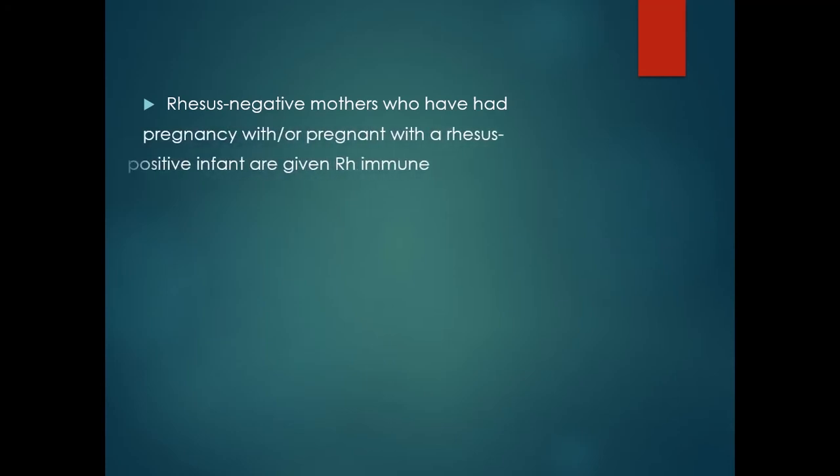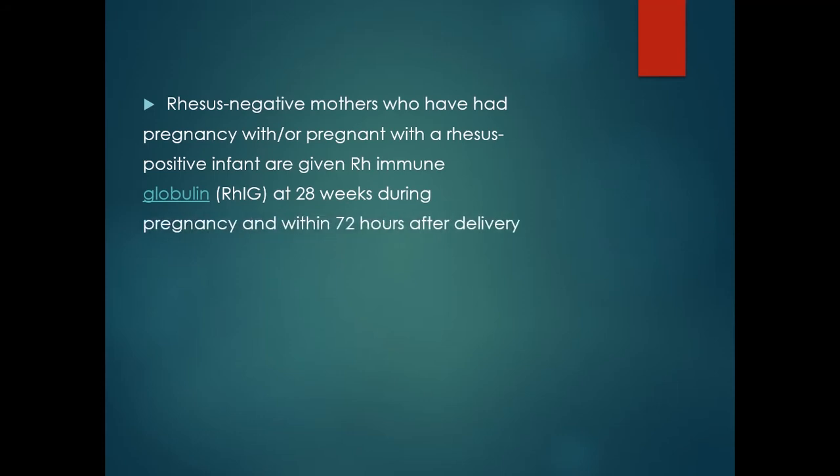Rhesus negative mothers who are pregnant with a rhesus positive infant are given rhesus immunoglobulin at 24 or 28 weeks during pregnancy and within 72 hours after delivery to prevent sensitization to the D antigen. And this is a sort of prophylactic treatment for preventing the coming baby from developing jaundice. And due to this anti-D, the incidence of rhesus incompatibility has dropped very much.